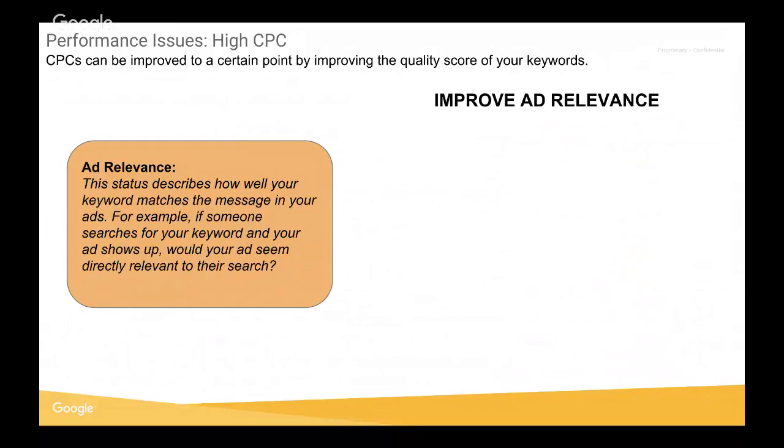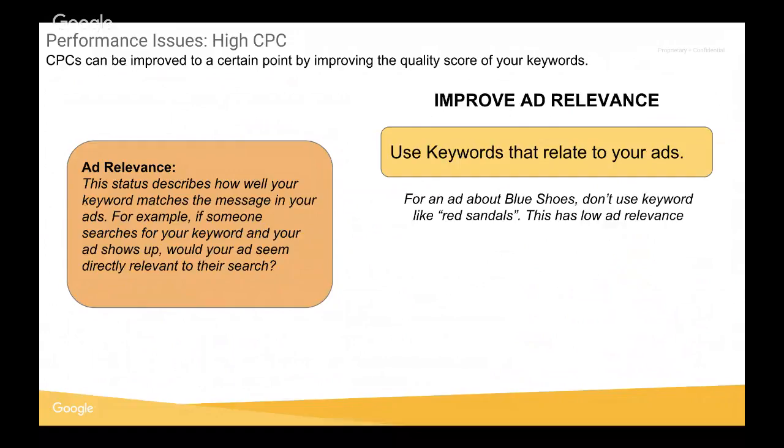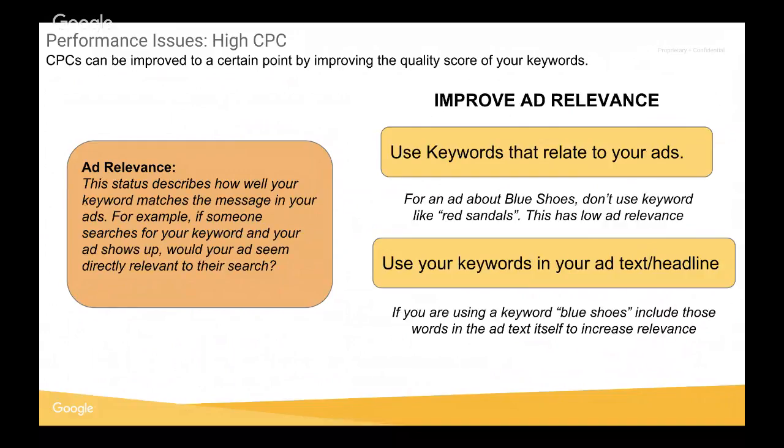How would you improve ad relevance? Use keywords that relate to your ads. So for an ad about blue shoes, don't use keywords like red sandals because that is not closely related to the ad. That is low ad relevance. Also, make sure that you use your keywords in the ad text and the headlines. If you're using a keyword blue shoes, include those words in the ad text, and that'll increase the ad relevance as well.